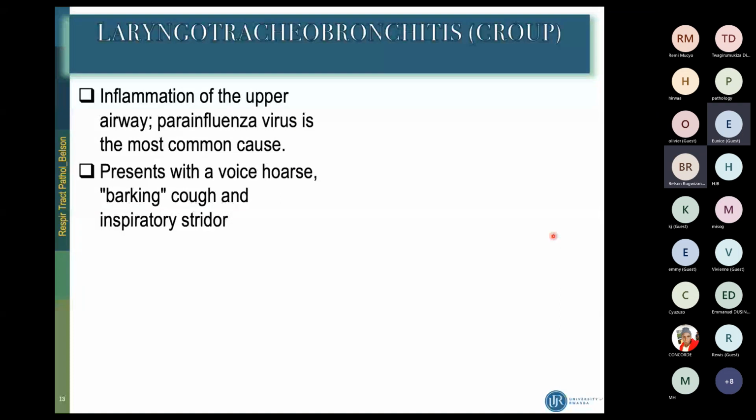So there is laryngotracheobronchitis. It means there is an inflammation of the larynx, trachea, and the bronchi. So you understand that it is a more extended inflammation as compared to epiglottitis and the other inflammations you have seen. It is usually caused by parainfluenza virus, and it presents with voice hoarseness, of course, because the vocal cords in the larynx will be affected. Barking cough, and inspiratory stridor.